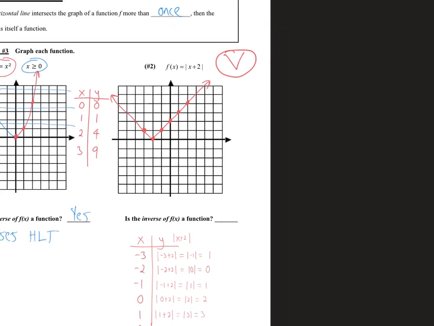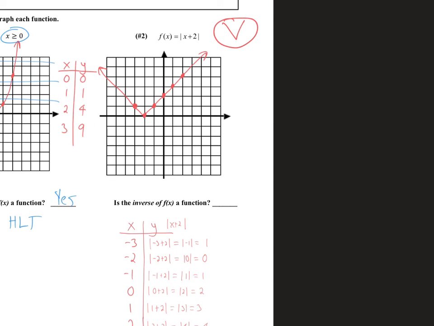Okay, so now we need to check if the inverse is going to be a function. The way we do that was with a horizontal line test. If I draw a horizontal line, you want to be kind of strategic about how you graph your horizontal line. If I graph it right here, you can see it's going to cross there and there. So is the inverse a function? The answer is no. It fails the horizontal line test.